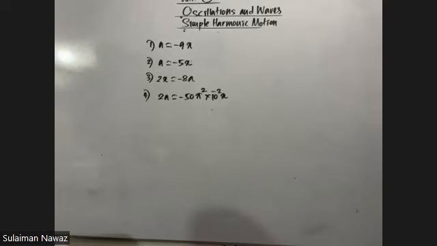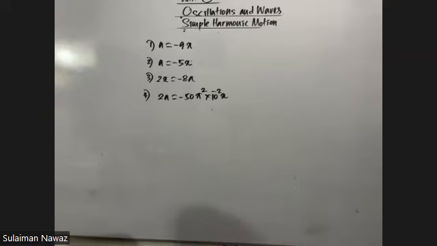Now it's very easy, right? Now we want to find what? In the question they're asking, we need to find omega. Very easy. How many of you found omega? Raise your hand. First one, a equals minus 9x. How many of you found omega? Hands up. No one? There's only two?